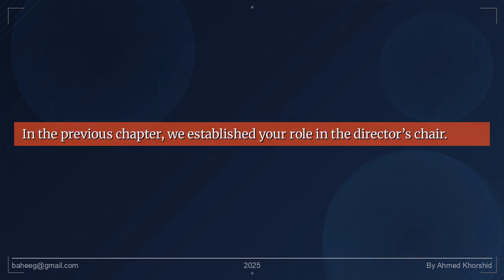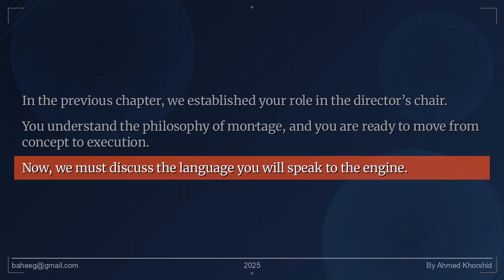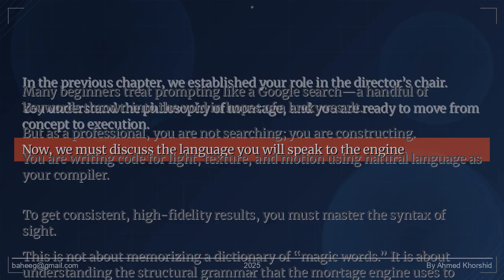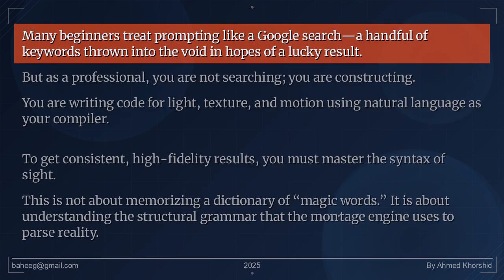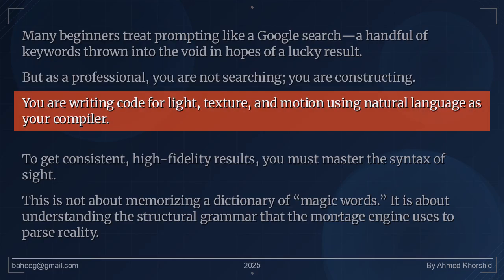In the previous chapter, we established your role in the director's chair. You understand the philosophy of montage, and you are ready to move from concept to execution. Now, we must discuss the language you will speak to the engine. Many beginners treat prompting like a Google search, a handful of keywords thrown into the void in hopes of a lucky result. But as a professional, you are not searching, you are constructing. You are writing code for light, texture, and motion, using natural language as your compiler.